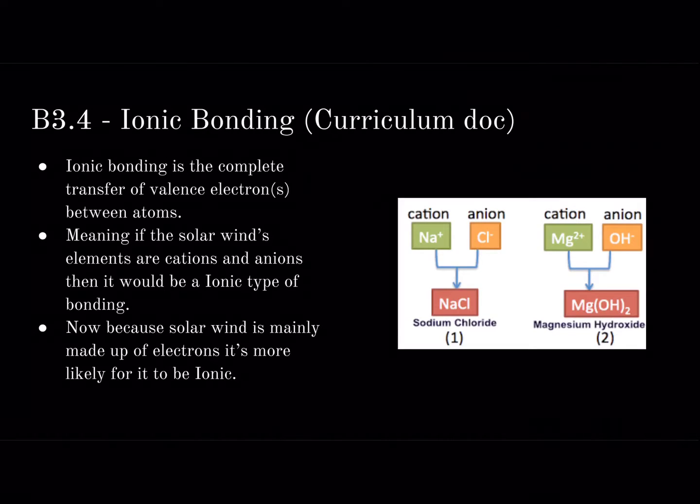Ionic bonding is the complete transfer of valence electrons between atoms. It is a type of chemical bond that generates two oppositely charged ions. In ionic bonds, the metal loses electrons to become a positively charged cation, where the nonmetals accept those electrons to become a negatively charged anion. Ionic bonds require an electron donor, often a metal, and an electron acceptor, a nonmetal, meaning if the solar wind's elements are cations and anions, then it would be an ionic type of bonding.